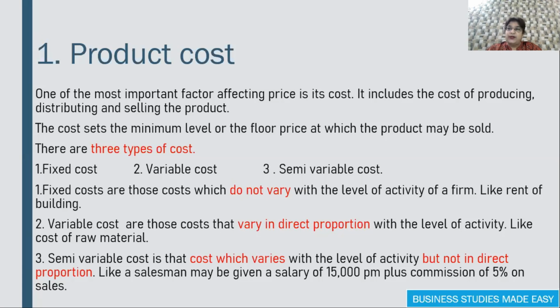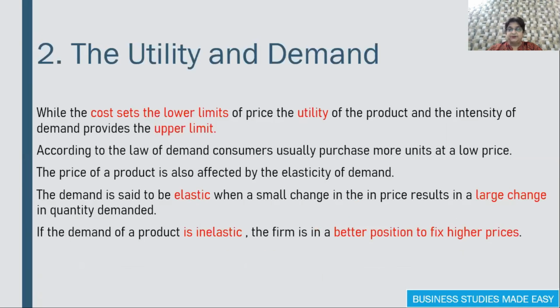Suppose he makes sales of 10,000, he'll get 5% of that. Suppose he makes sales of 20,000, he will get 5% on that. So the amount of commission will keep on varying. Therefore, fixed plus this variable will make it semi-variable cost. So the cost has 3 components: fixed, variable, and semi-variable. And while fixing the price, the marketer keeps in mind that the cost should be recovered.